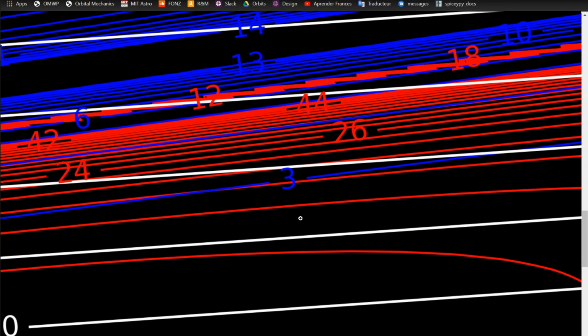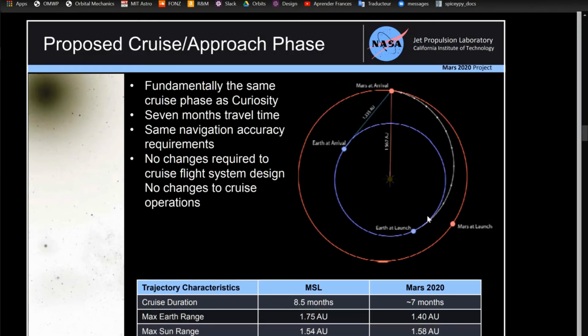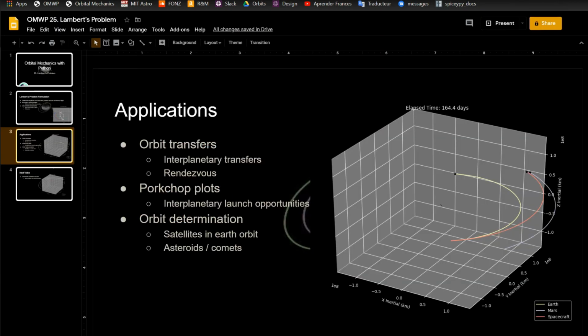So basically what you want to do is find the intersection of the lowest V infinity and the lowest C3 and see where it is. For this, if you follow this 3 contour, it meets the 14 contour about right here, which corresponds to about 180 days of travel time. That's basically what the Mars 2020 spacecraft is going to do: a cruise duration of roughly 7 months, and then you have a trajectory that looks like this, which is what that trajectory looks like right there.